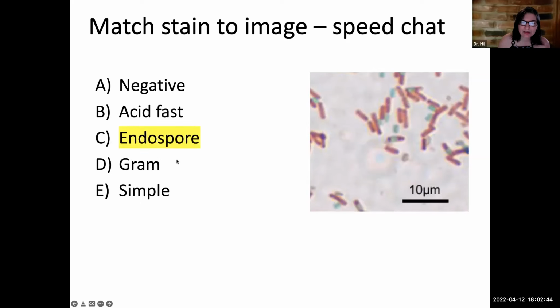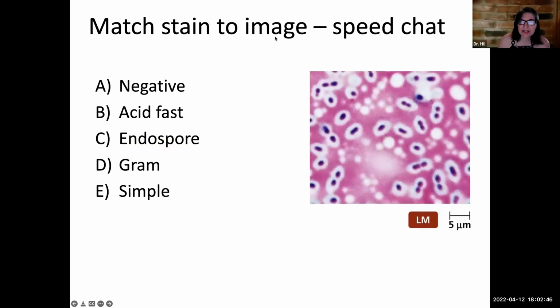All right. Here's another image. What type of stain was done to get this image, do you think? Excellent. You are all correct. This is a negative stain that is showing us the capsules. So there it is.